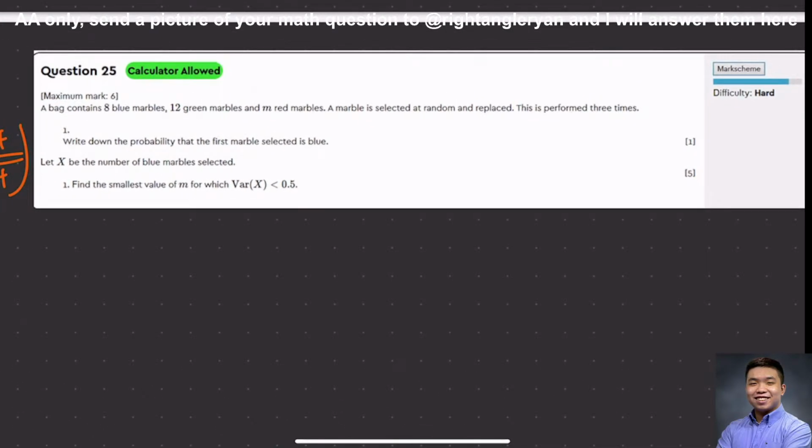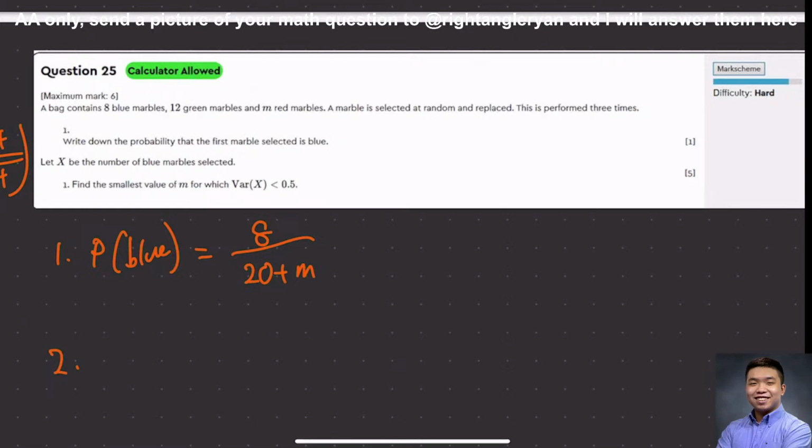Okay, we have another question. Number one, part one. Write down the probability that the first marble selected is blue. Okay, how do we do this? Blue would probably be just the probability that it's blue, right? It's simply 8 divided by 8 plus 12, which is 20, plus m, right? We don't know what m is yet, so this is the best we can do. Probability of picking a blue marble will be 8 over 20 plus m.